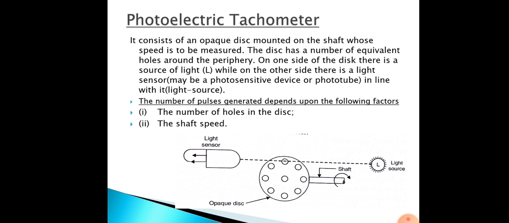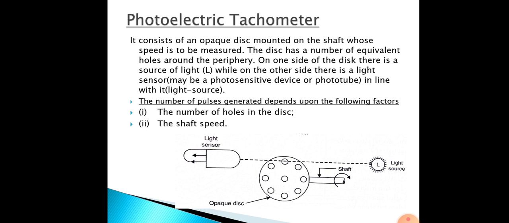Then the photoelectric tachometer, you can see over there the diagram. It consists of an opaque disc, and in that disc there will be holes. This disc will be mounted on the shaft. The disc has a number of equally spaced holes. On one side of the disc there is a light source, and on the other side there will be a sensor, that is your light sensor.